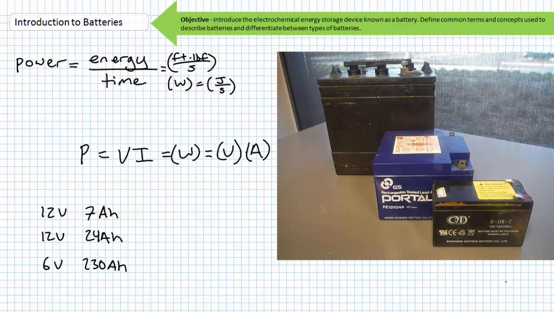Capacity is largely determined by the type and amount of active material. All other considerations being equal, physically larger batteries have larger capacity. Here are 3 batteries with the following capacities: 7 amp hours, 24 amp hours, and 230 amp hours.